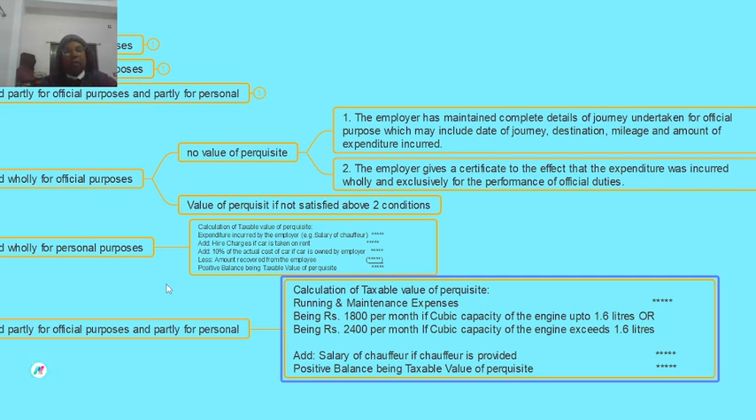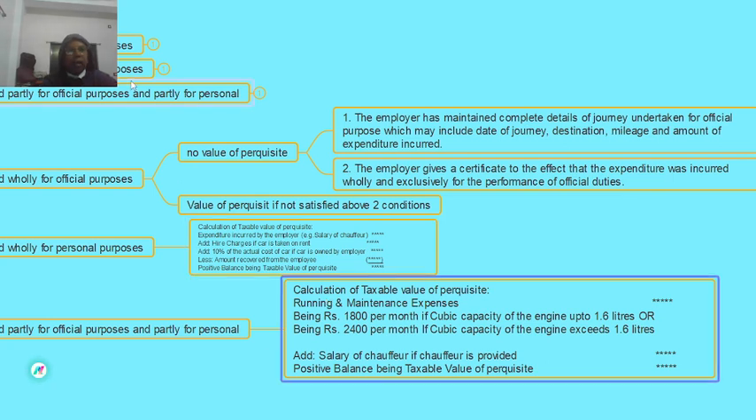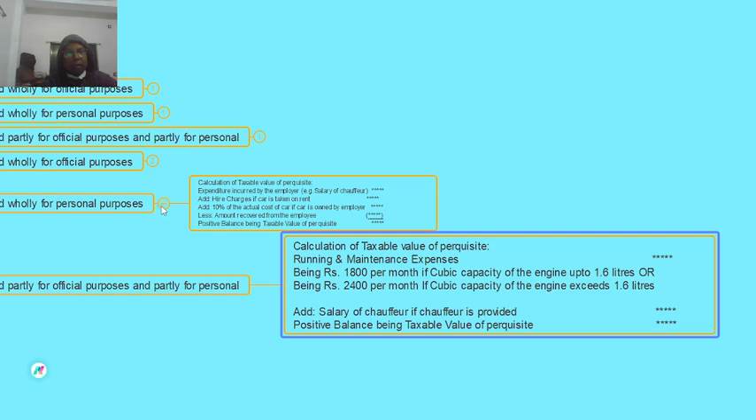the expenditure is incurred by the employer, then for official purposes there is no value of perquisite if the two conditions are satisfied, and there is a value of perquisite if the two conditions are not satisfied. And for wholly personal purposes, the calculation will be like that. And if it is partly for official and partly for personal purposes, then the calculation will be like that. And here we should calculate in this way.